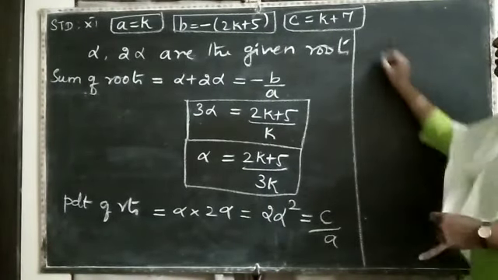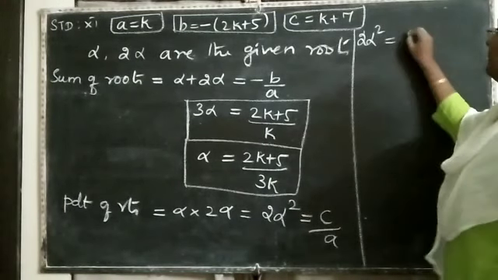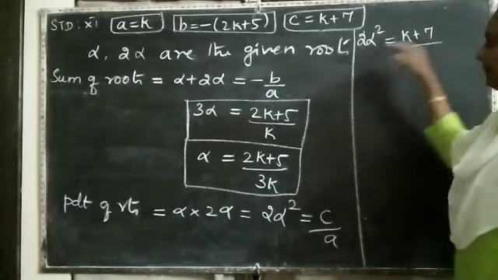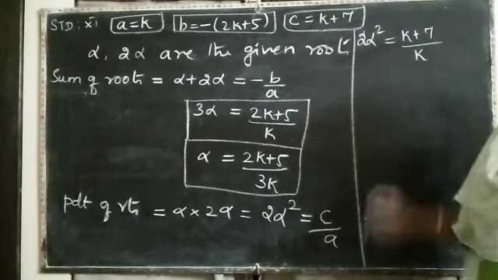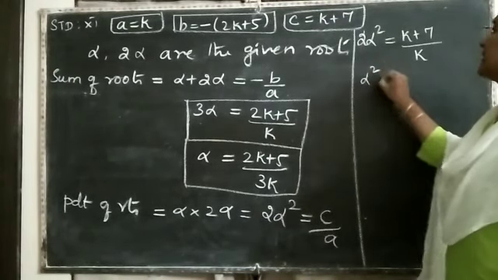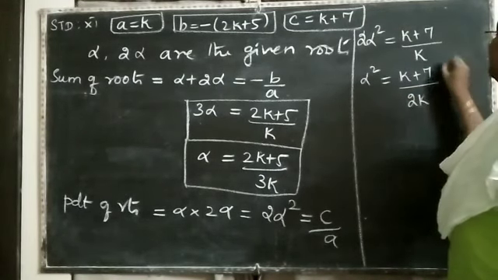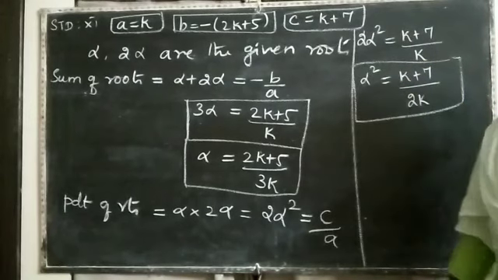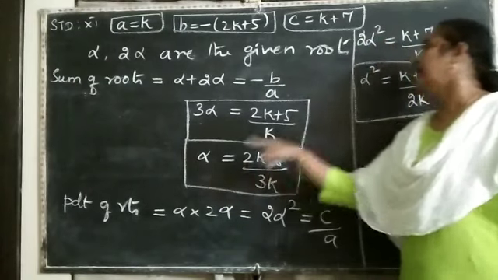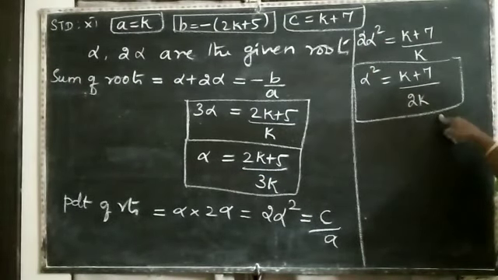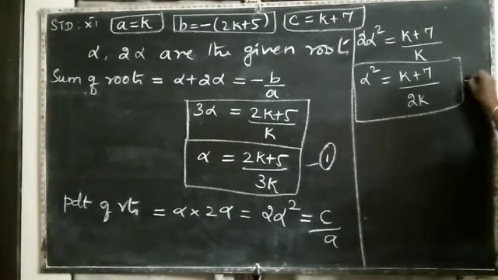Okay. Now look into this. Now 2 alpha squared will be equal to c divided by a. What is c? k plus 7, divided by what is a? k. Okay. Now again here 2 is constant. We need not have the constant over there. So alpha squared will be equal to (k plus 7) divided by 2k. Now look into this. We got this. Okay. Now what we are going to do? We are going to substitute the value of alpha into this expression in order to solve and find the value of k. Okay. Now shall we take this as first equation and the second equation?